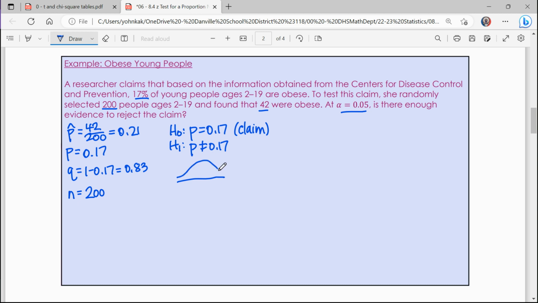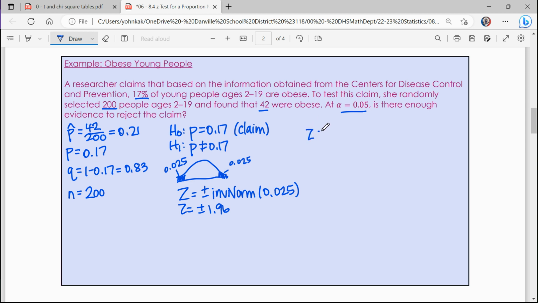We can draw our graph. It's not equal to, so we're shading a little bit on both sides. Our alpha being 0.05, we need to divide by 2, so 0.025. This is a z-test, so we are going to have a critical value of z equals plus or minus, because we have a critical value on each side. To find the critical value, we're going to inverse norm 0.025. So that's going to give us critical values of plus or minus 1.96.